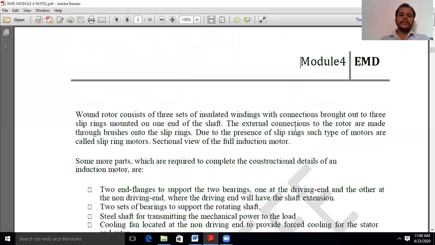Now, again we use the wound rotor, which mainly consists of three sets of insulated windings with the connections brought out to three slip rings mounted on one end of the shaft. Again, the external connections to the rotor are made through the brushes onto the slip rings. So due to the presence of these slip rings, such motors are called slip ring induction motors.